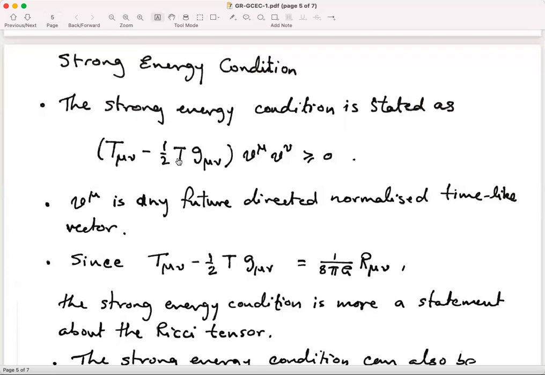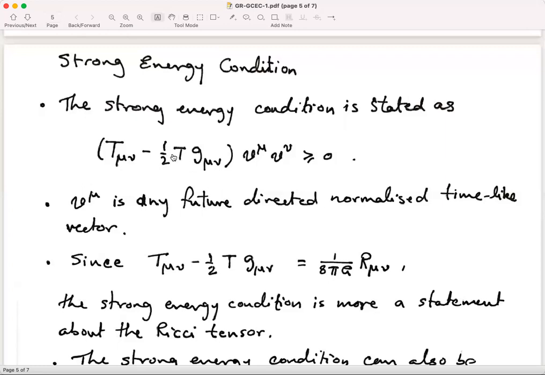Then you can bring that term to the right hand side, keep the Ricci tensor on the left hand side, and what you find is that T mu nu minus half times T times g mu nu is just 1 over 8 pi G times the Ricci tensor. So this strong energy condition is really a condition on the components of the Ricci tensor, because this entire expression is just R mu nu. 1 over 8 pi G Newton is not doing anything interesting. It is just a number sitting around, so you can forget about that as far as these conditions are concerned.